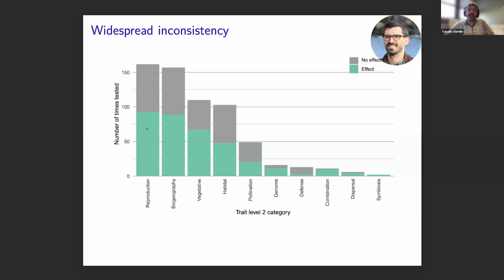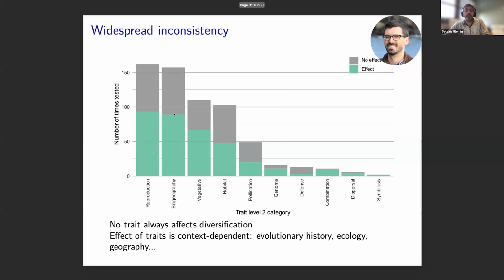And what you see here is that, roughly, across the whole combination, there is no category clearly affecting diversification. Half of the studies show there is an effect of the traits on diversification, and half show there is no effect. So there is no single trait or single category having a consistent effect on diversification. And when you look in more detail, you see that it clearly depends on the evolutionary context and the ecological context.